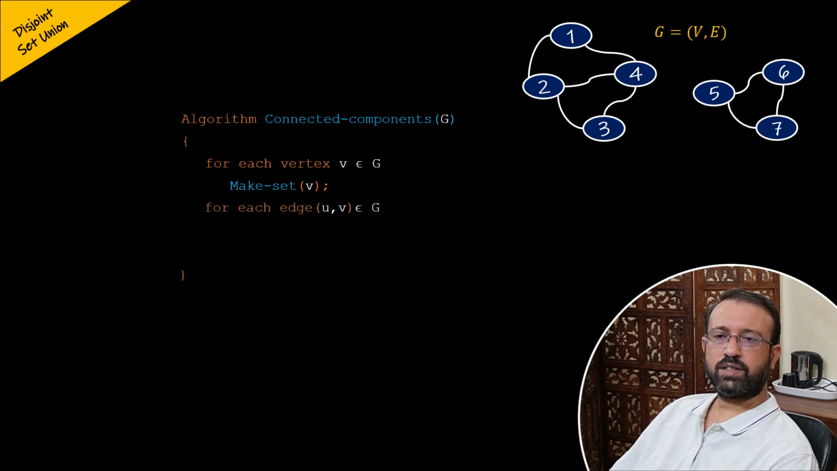Then we need to consider each edge. So we will have for each edge (u, v) which belongs to graph G. Now within this for loop, we will check if the vertex u and vertex v belong to different sets. So we will have the if statement with the condition find(u) not equal to find(v). If this is true, that means vertex u and vertex v belong to different disjoint sets, and we will perform union operation by calling union and passing vertex u and vertex v. So this is the algorithm for computing the connected components.